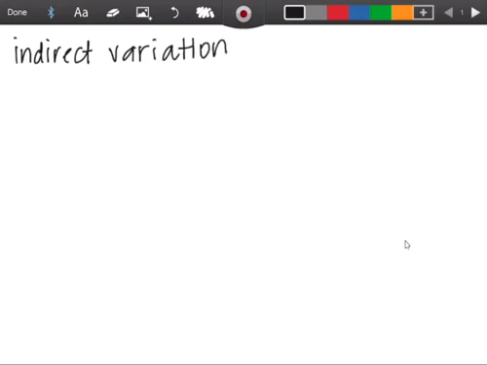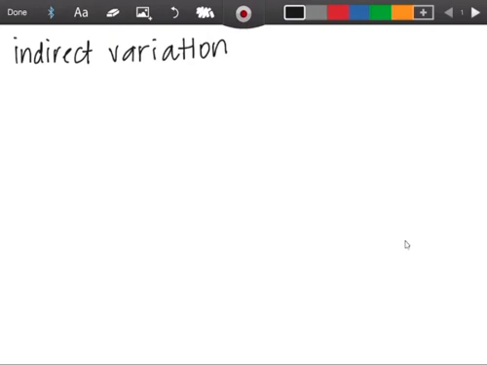All right. So yesterday we talked about direct variation. Today we're going to talk about indirect variation. All right. So indirect variation is going to be the opposite of direct variation. Indirect variation is also known as inverse variation, which is the opposite.